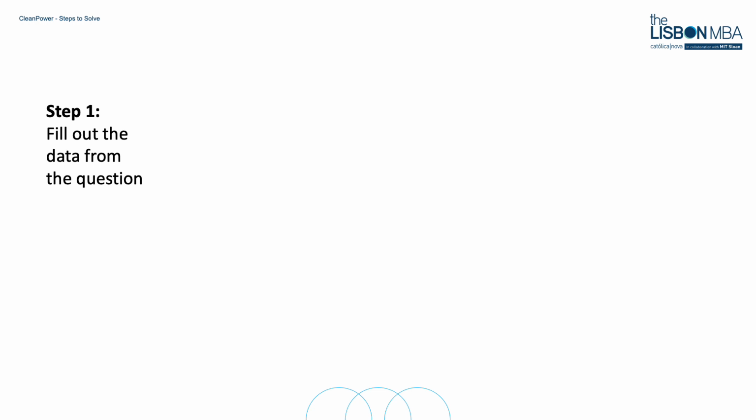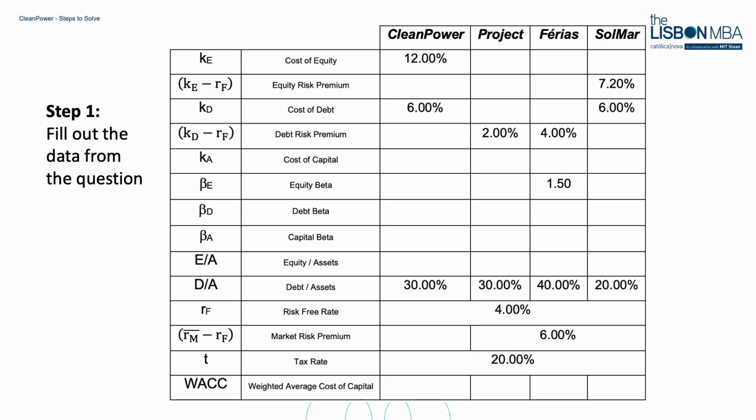Step 1. Fill out the data from the question. Do a table like this with all the acronyms, what they mean, and all the figures that you find. Do note that here I use the letter A instead of V. That's a personal preference. V stands for value of the company. A stands for assets. Basically, they're interchangeable in this context.